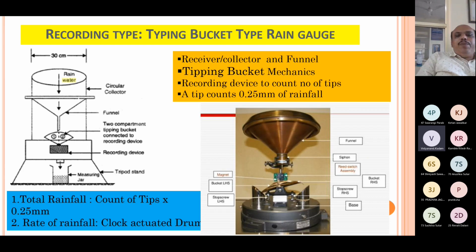In tipping bucket type of rain gauge, we get the total value of rainfall, and this value can be obtained at a remote place. This rain gauge station can be established at a remote place, and the data is available at the control room, control station. So this is tipping bucket type rain gauge.